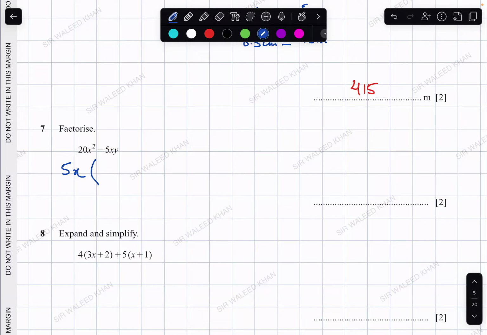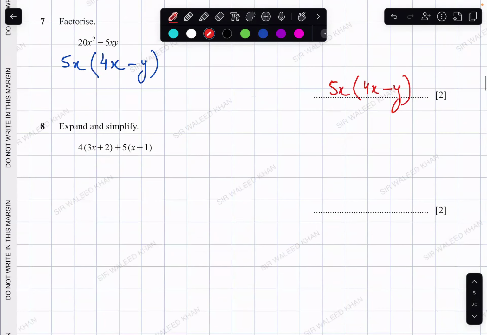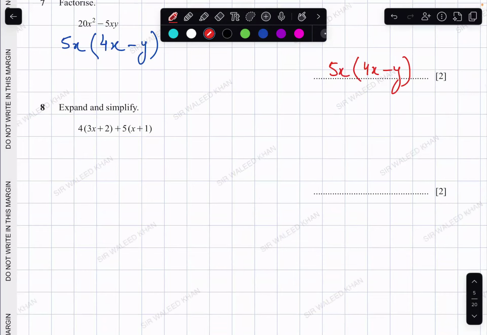Whenever you factorize something, you take common, you divide that. Yes, we got 4x minus y. Well done. So students who have an issue with basic algebra, work on this. You can see you can have multiple questions related to algebra, NP2, and sometimes they are for small marks, sometimes for bigger marks like 4 or 5. Expand and simplify.